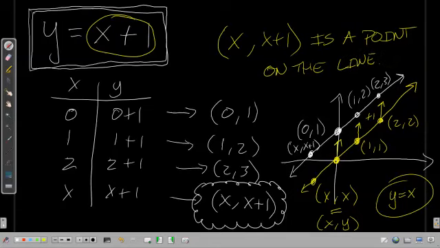In reality, that's all a line really is, a collection of points. It's not merely a collection of points. It is a collection of points that forms a line. It's straight.